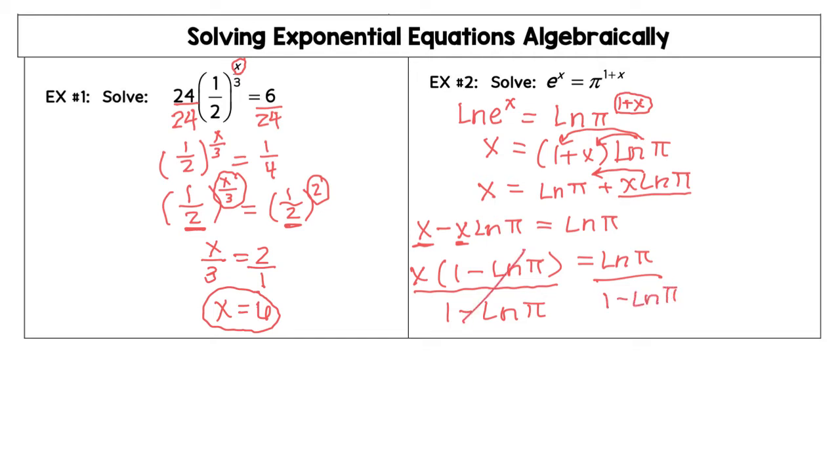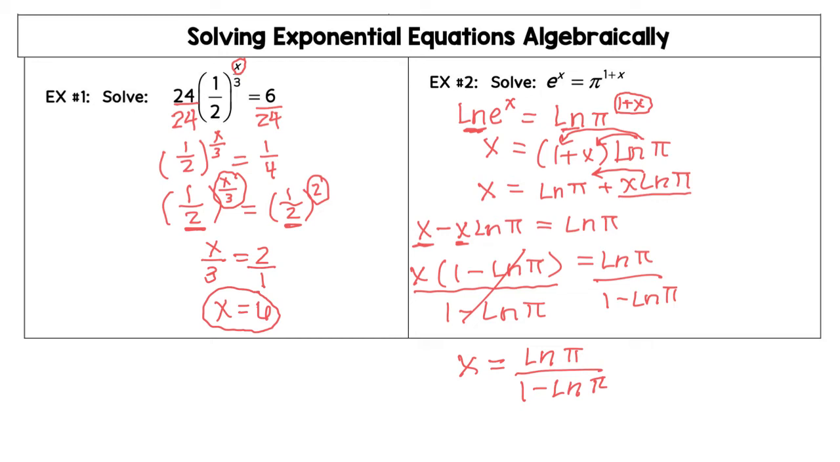So those cancel. So x equals natural log pi over 1 minus natural log pi. So that one's kind of a tough problem there. So again, we started out, we had to involve natural log, and that's so that we can move our exponents down, and natural log of e to the x is just x.